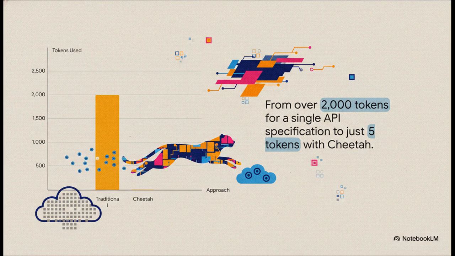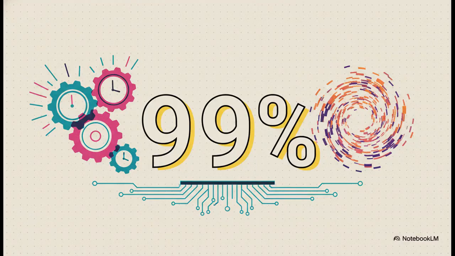Instead of sending thousands of tokens back and forth with an AI, Cheetah gets the job done with just a handful. This isn't just a little bit better. It's a completely different universe of efficiency. So when you combine those massive savings in both time and tokens, you get this number, a 99% reduction in the effort required. It basically makes the cost and time of building the foundation of a new application just disappear.